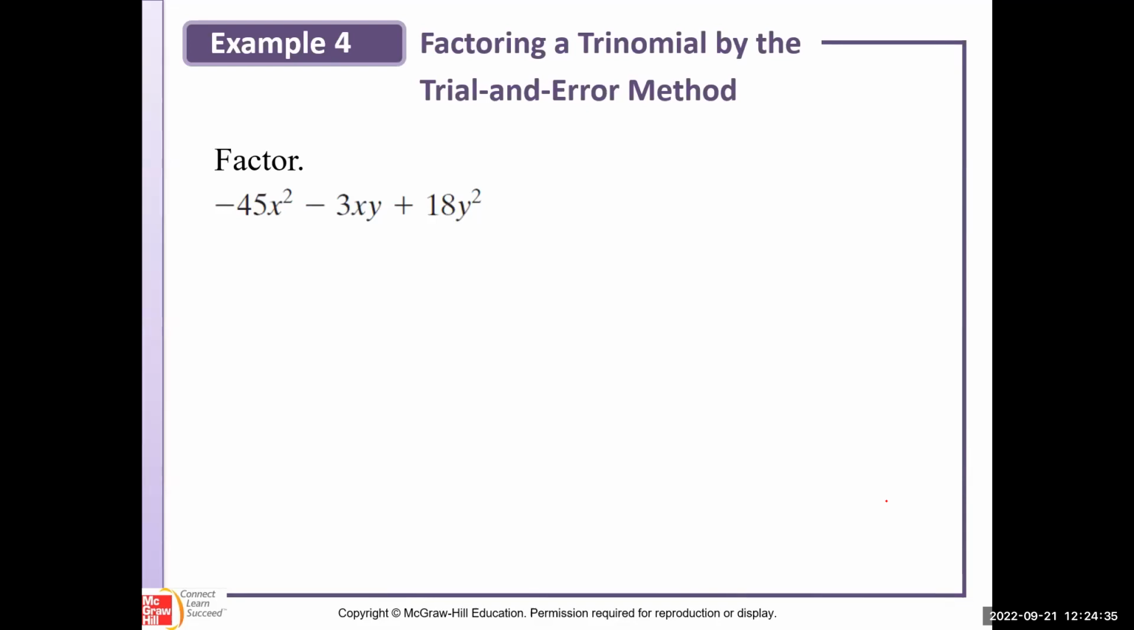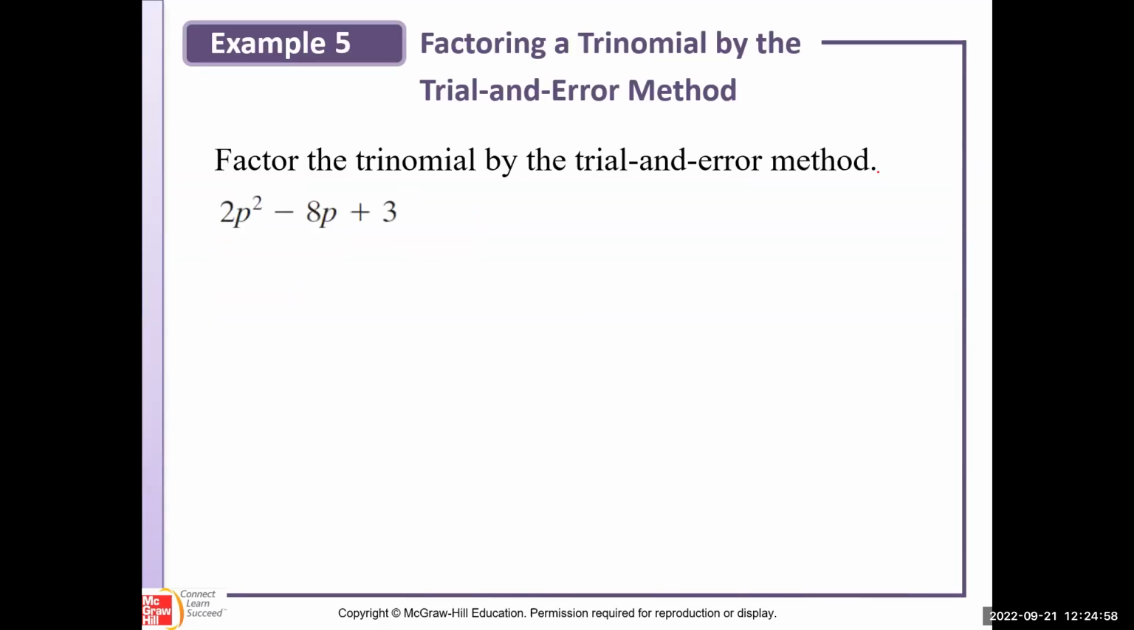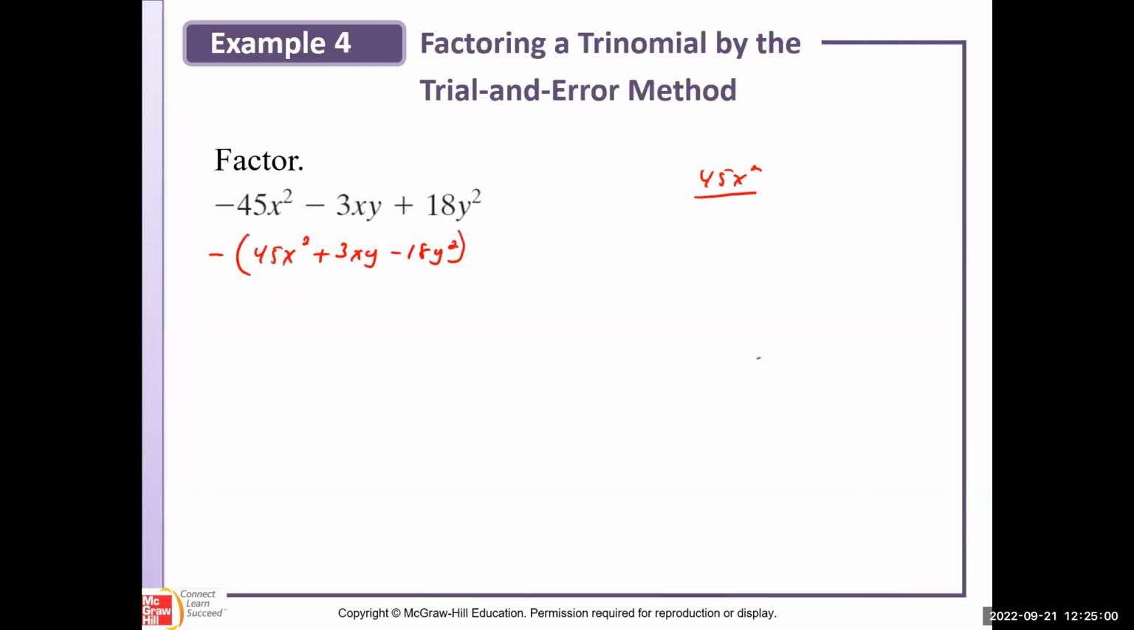All right, so here's another one. So in this one, we have -45x squared minus 3xy plus 18y squared. And so the first thing I'm going to do is factor out a -1. And so I have 45x squared, and I have -18y. And so here I'm going to have 5x and 9x.